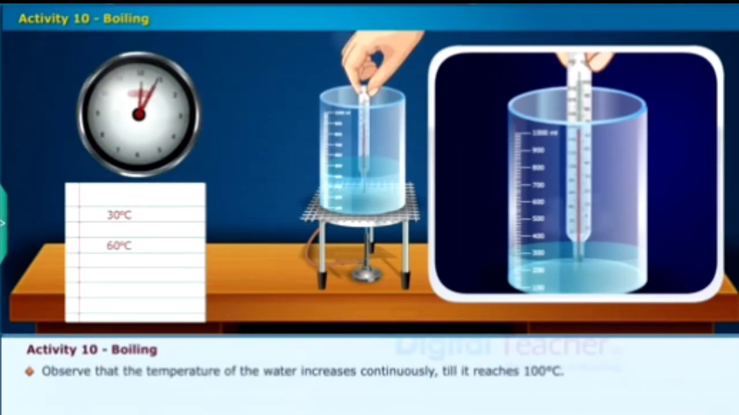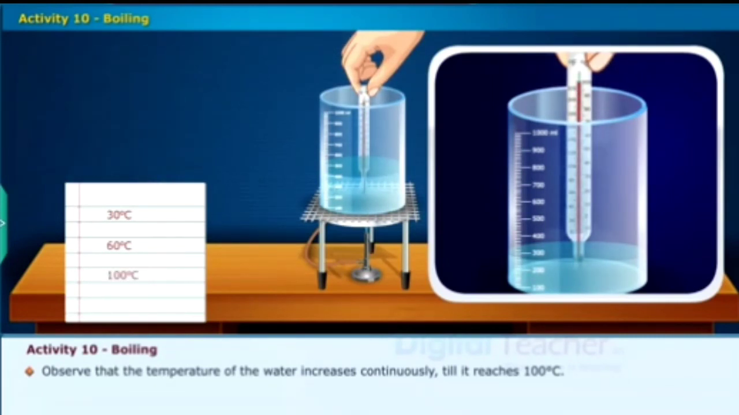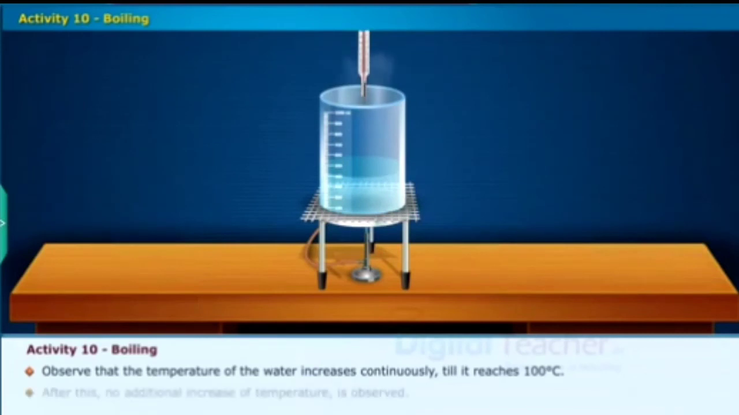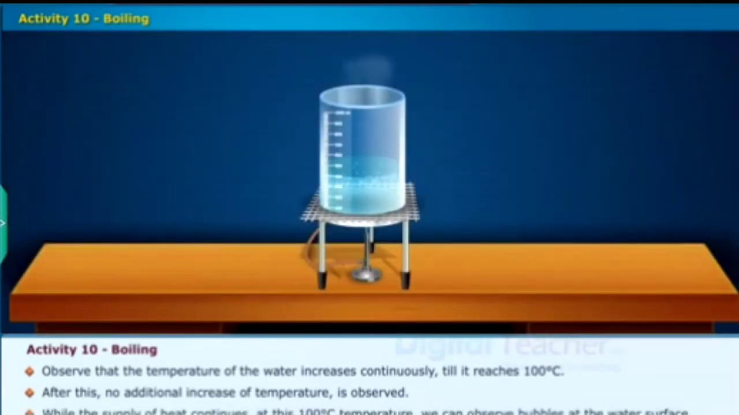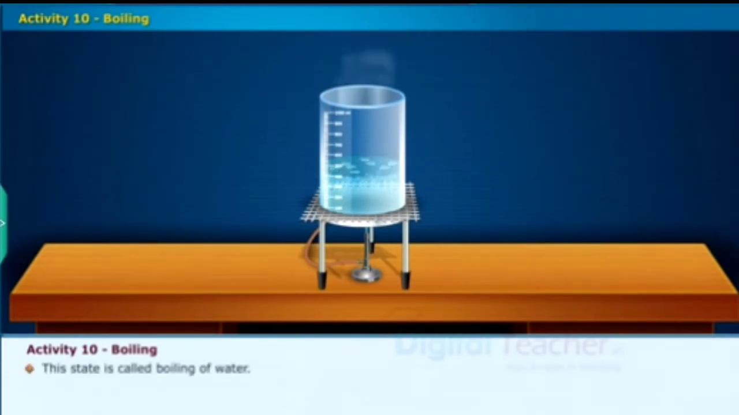Observe that the temperature of the water increases continuously till it reaches 100 degrees Celsius. After this, no additional increase of temperature is observed. While the supply of heat continues at this 100 degrees Celsius temperature, we can observe bubbles at the water surface. This state is called boiling of water. Let us learn more about the process of boiling.